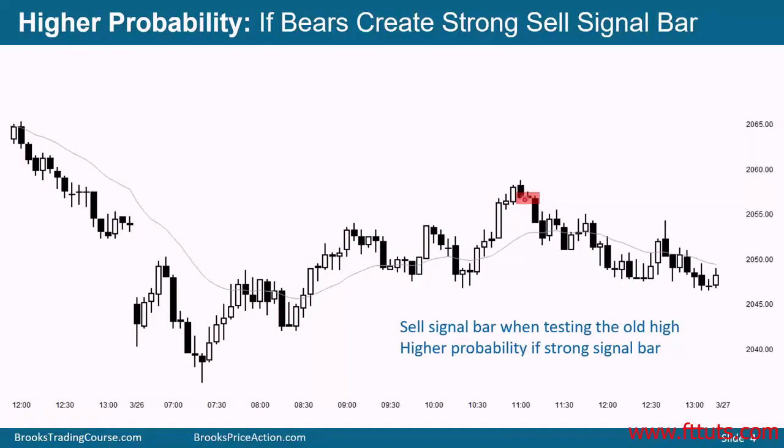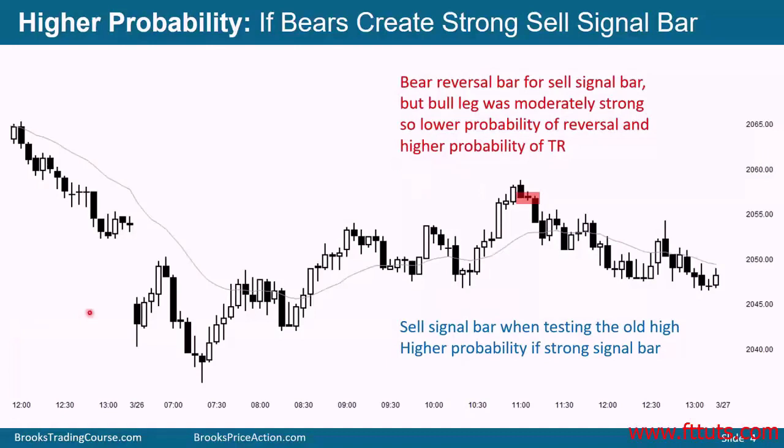This is a good-looking sell signal bar, a bear bar closing on its low. That further increases the probability that the bears will get at least a minor reversal. Selling here, you probably have about a 40% chance of a swing down. It's a fairly strong bull trend here. We have about an 8-bar, 9-bar bull microchannel, and we do not have a micro double top.